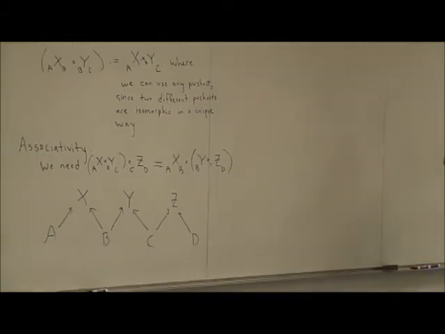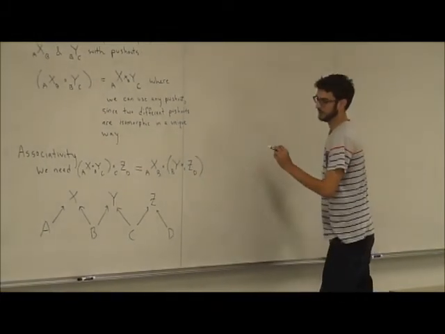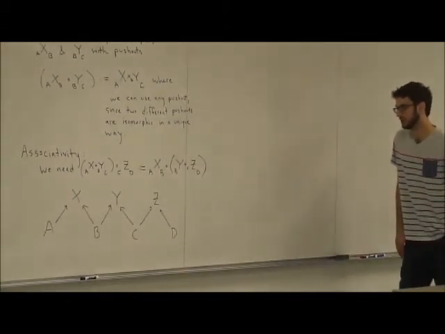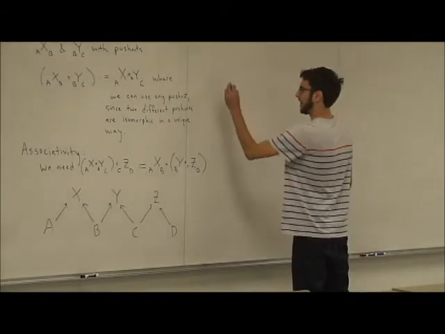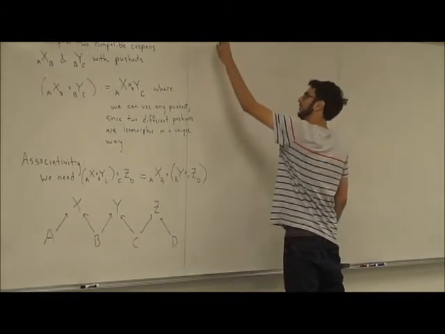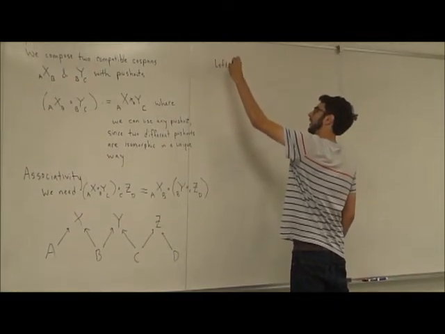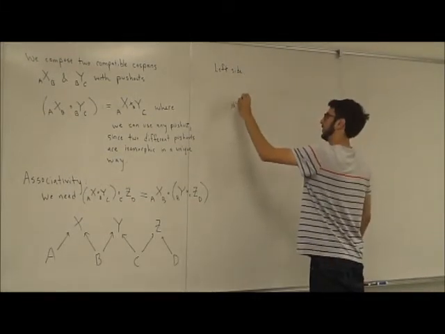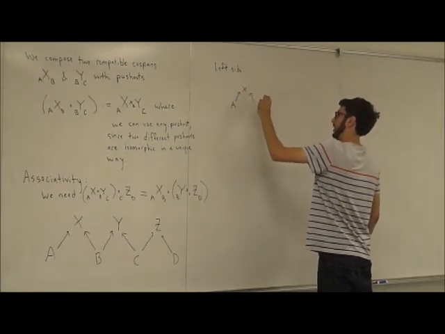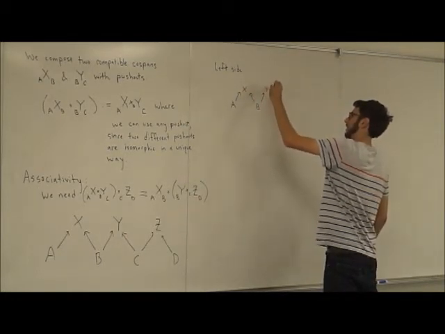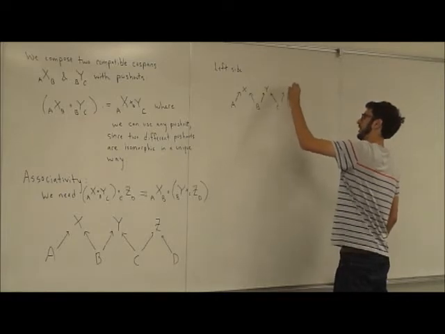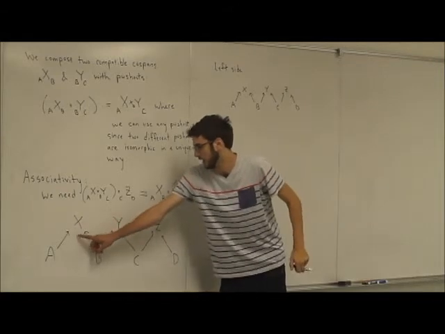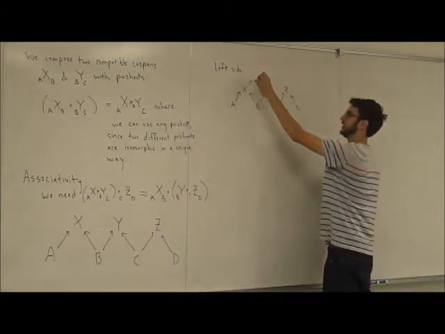So why should that actually happen here? If you think about what this composition means, it's pushouts. So the first one, or the left side, is the following. So you're taking the pushout of X and Y over V first. It's here.